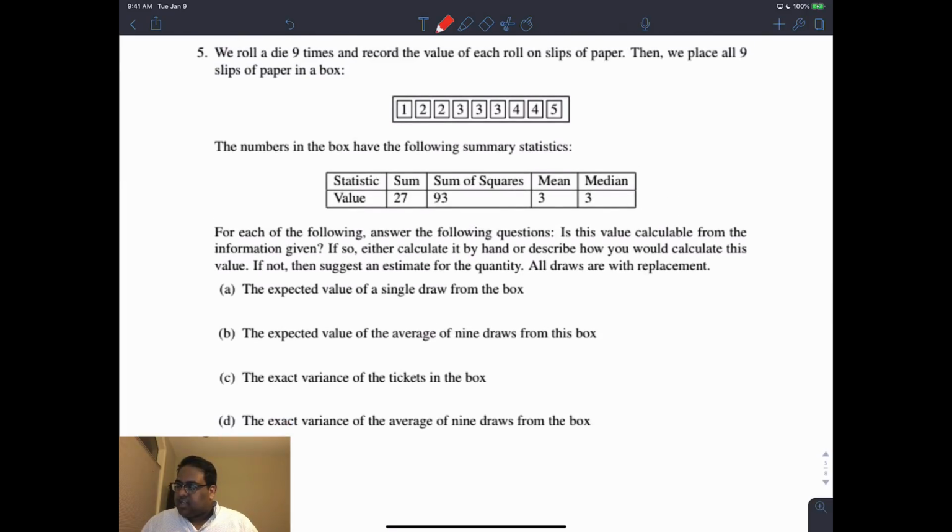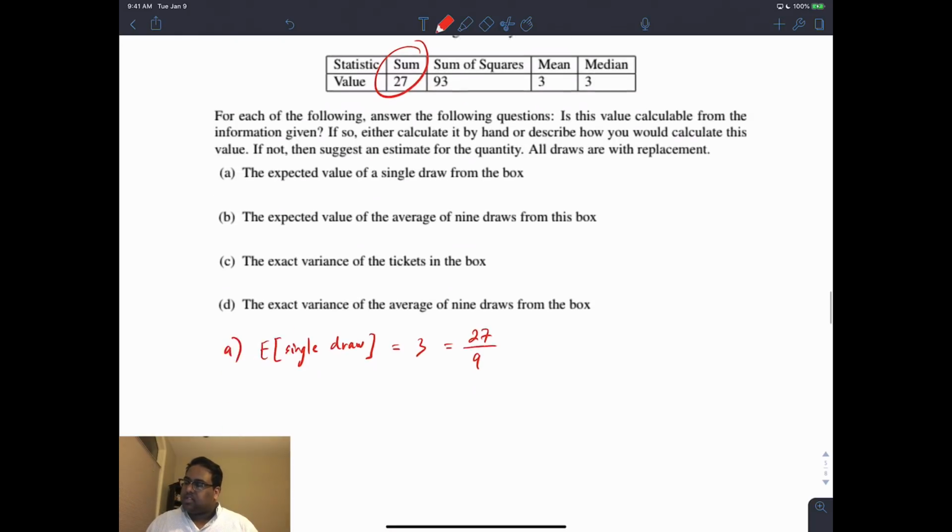Okay, so the expectation of a single draw, well, we're told the mean, and it's 3. And so that's really it. Another way you could calculate that is take the sum, which is 27, and divide it by the number of slips, which is 9. But either way, the expectation of a single draw is just the mean of the numbers, it's 3.